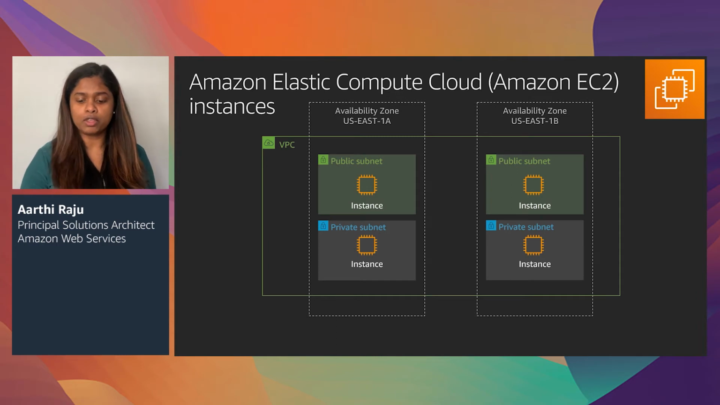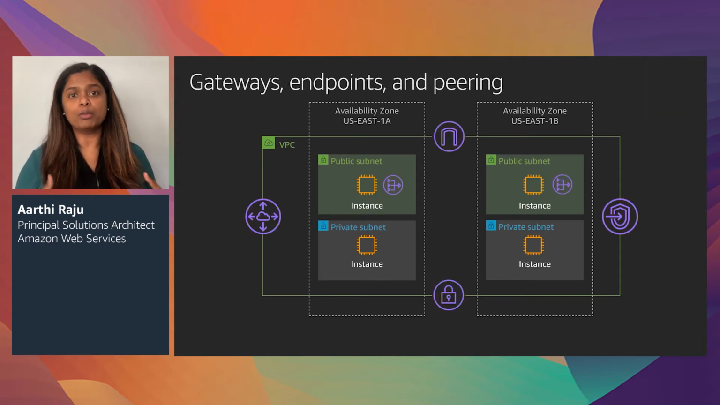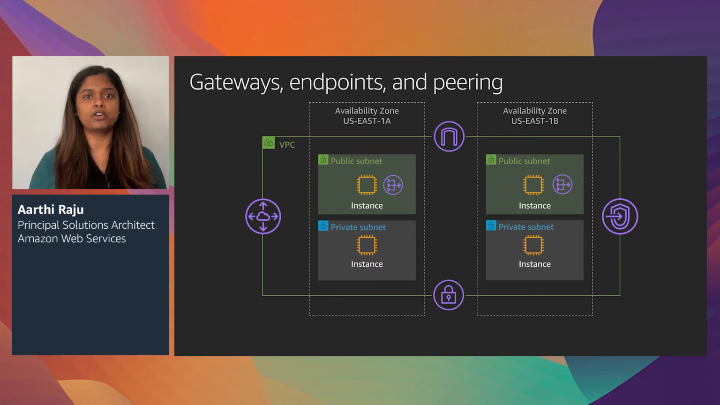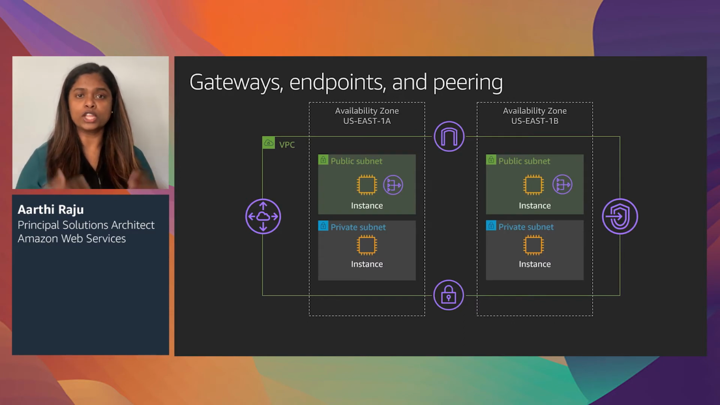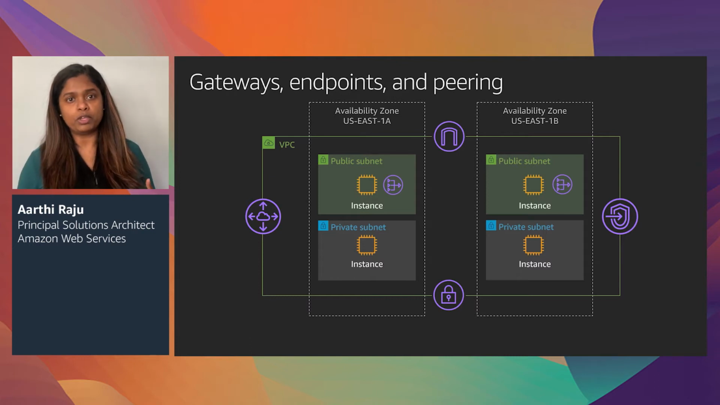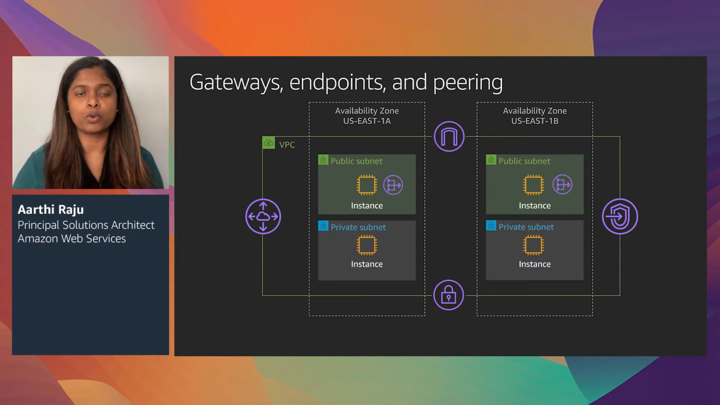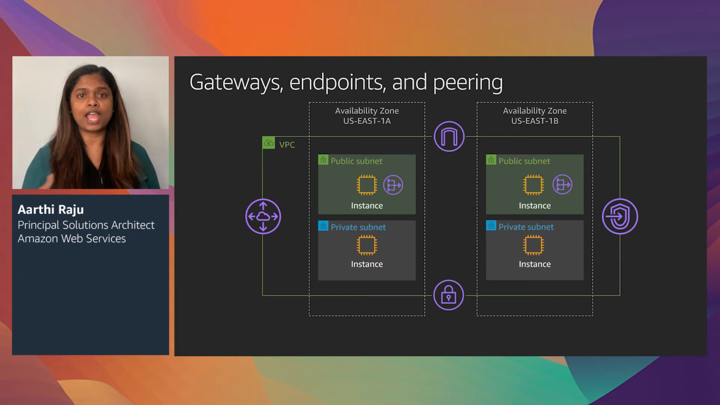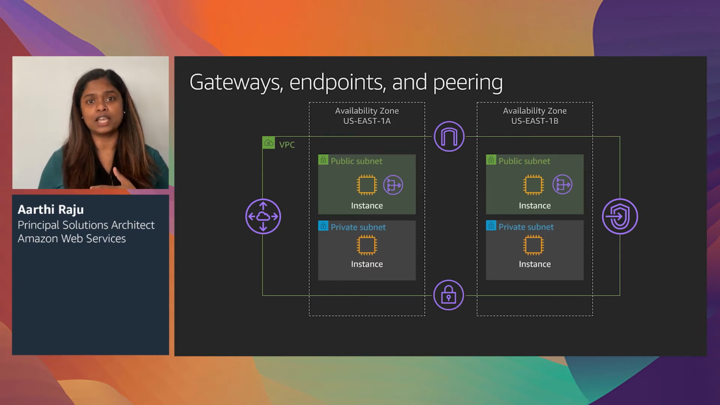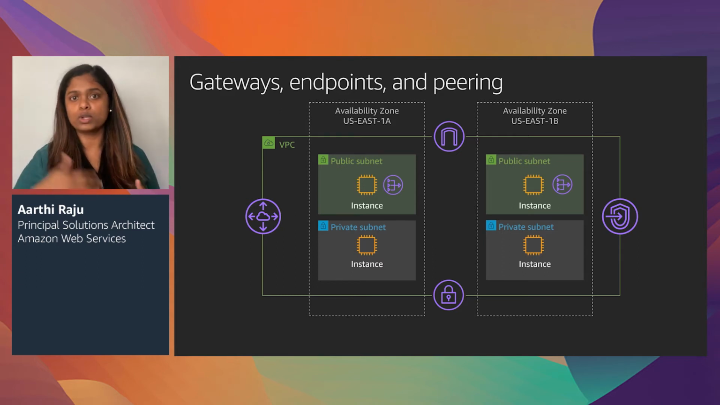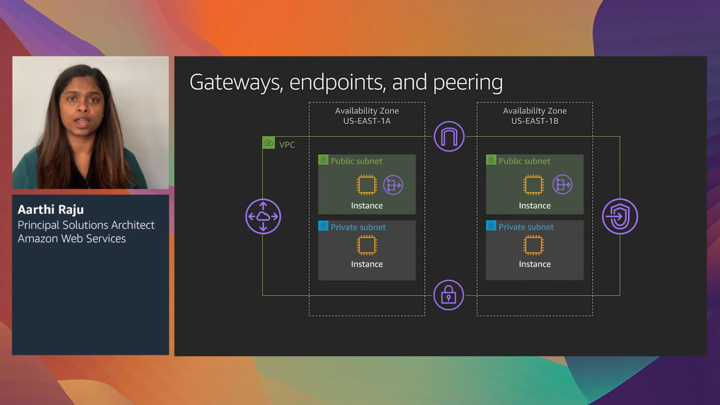What are those? AWS provides a number of gateways, endpoints, and peering connections that give you the ability to communicate either within the VPC, between VPCs, or even to your on-premises network. And that's what we're going to be covering as we go through the flow of these slides. We'll talk about gateways, we'll talk about endpoints and how to use them.